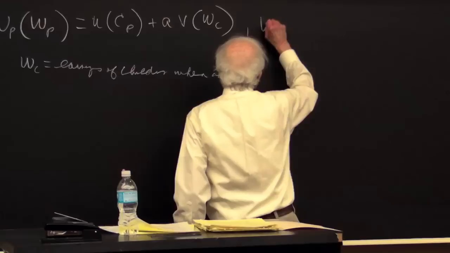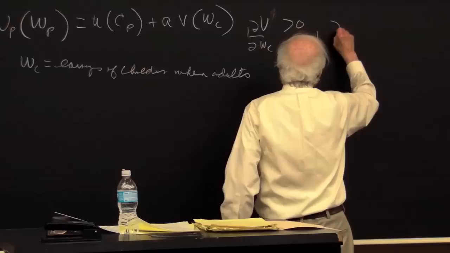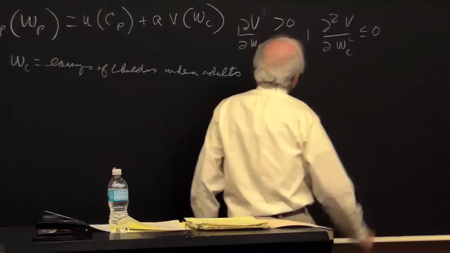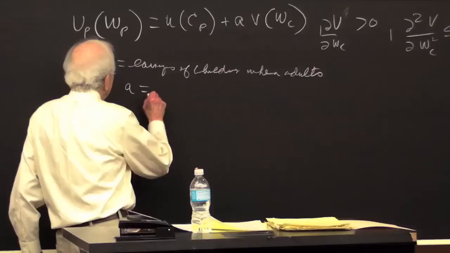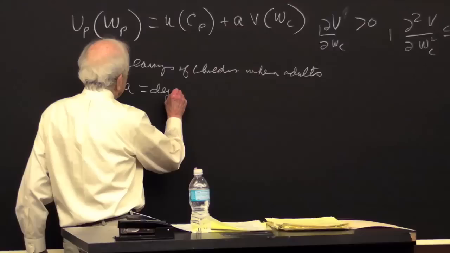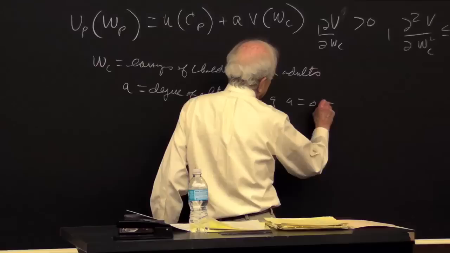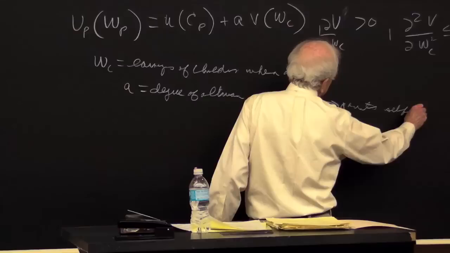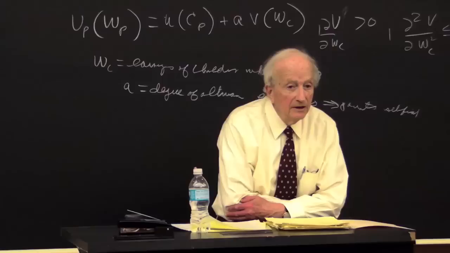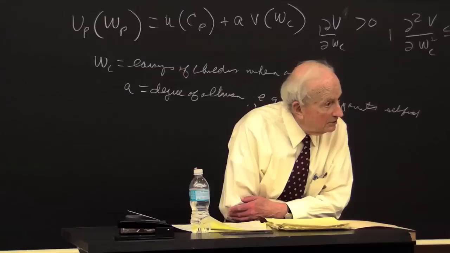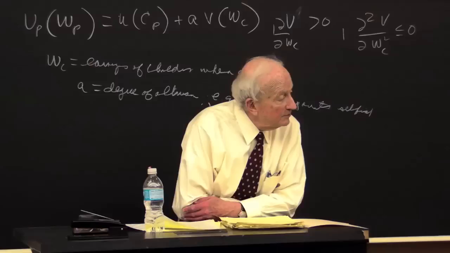I assume that's rising in WC, so that the derivative with respect to WC is greater than zero, and it's concave. Don't strictly need concavity, but so it's diminishing marginal utility, where A is equal to the degree of altruism. So A equals zero, parents are selfish, they don't care about their kids. And then A could be anything. It could be 3. It depends on, of course, the U and the V functions, but you could be very altruistic. You may be willing to sacrifice a lot in order to have your children do better, or you may be only modestly altruistic.